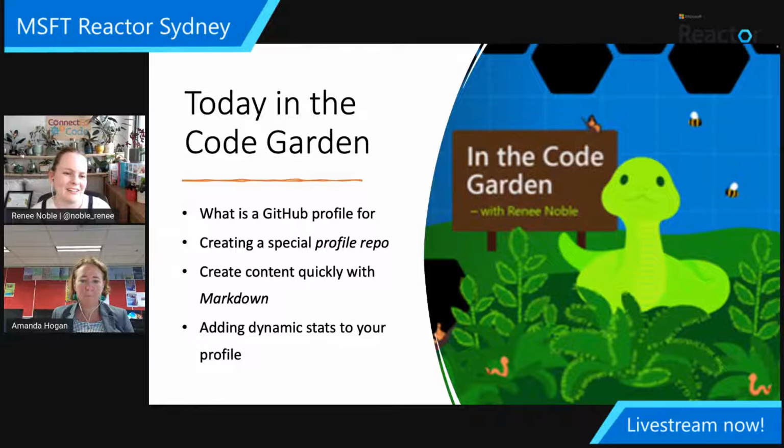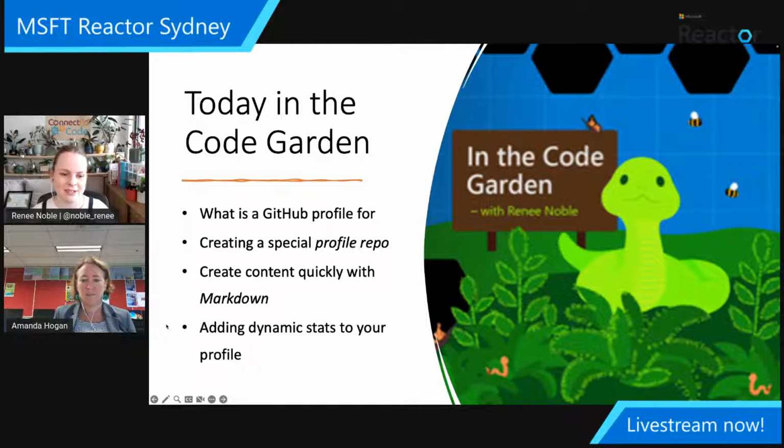So in the Code Garden today we'll look at what the profile is and what it is for. We're going to show you how you can create a special profile repo that will replace your default profile with a new profile. Then we're going to create some content quickly because we're going to be using Markdown, which helps us put stuff in without having to worry about all the HTML and CSS. It just does some stuff for us, really neat. And then we're going to be adding dynamic stats to your profile, because there are some people out there who have made some awesome stats that you can just embed in your profile.